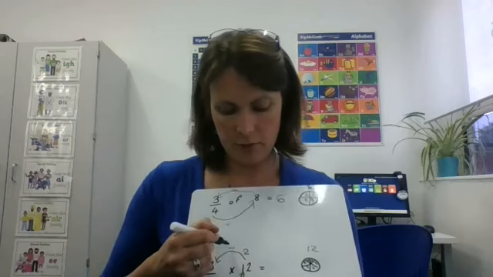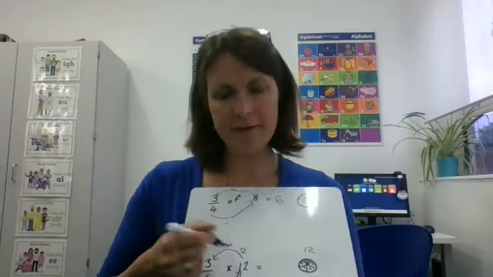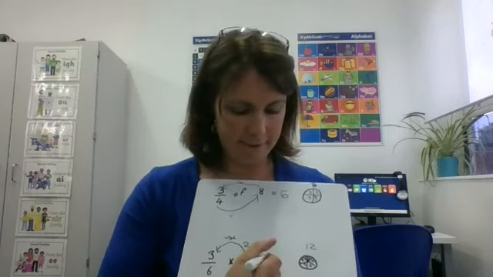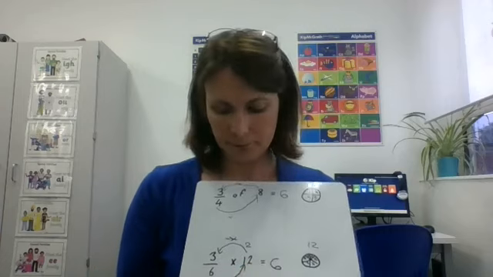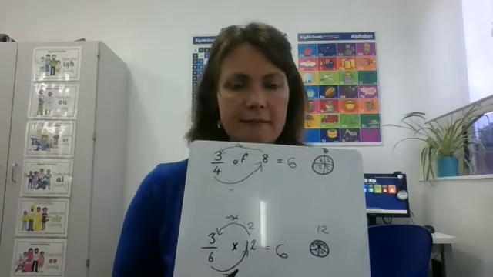Each one of them is 2. So I'm going to times it by 3. 3 2s, 2, 4, 6. So 3/6 of 12 is 6.